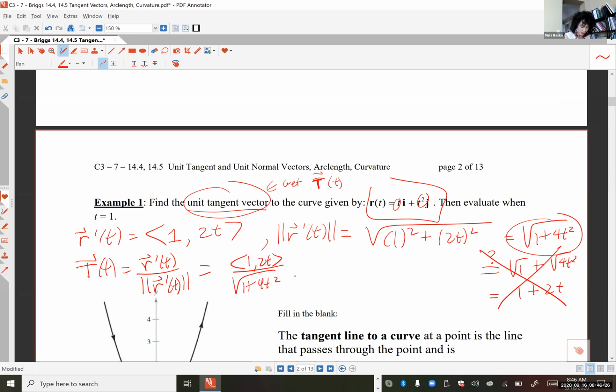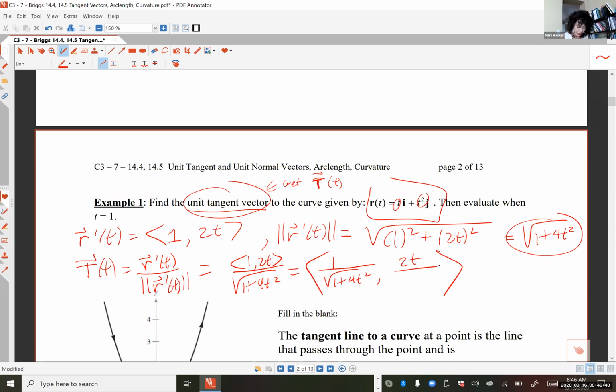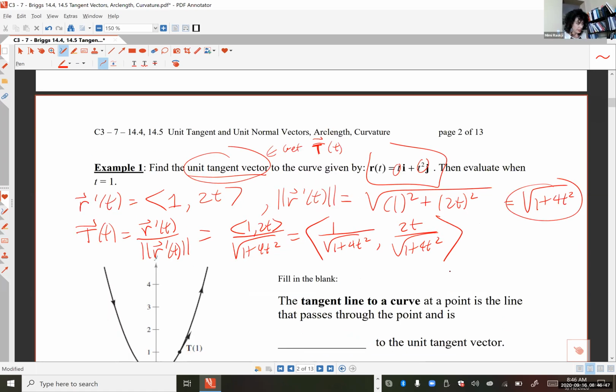And then we'll distribute this scalar function so that the unit tangent vector is this. Now notice it is a function of t, so it is going to vary depending on what location we are on the curve itself, what time it is essentially. So there we go. Now they did want us to evaluate this at time t equals 1 second.